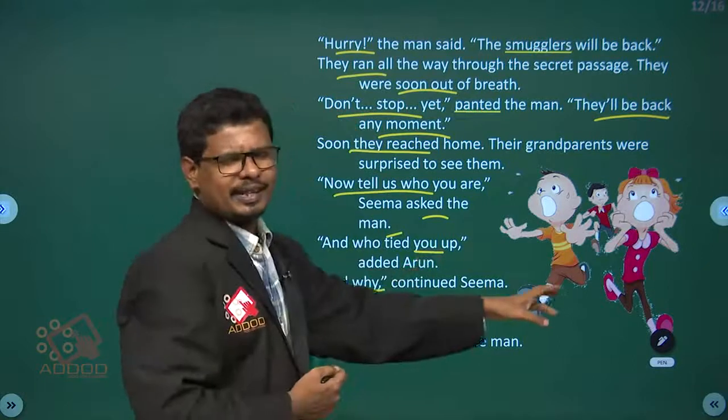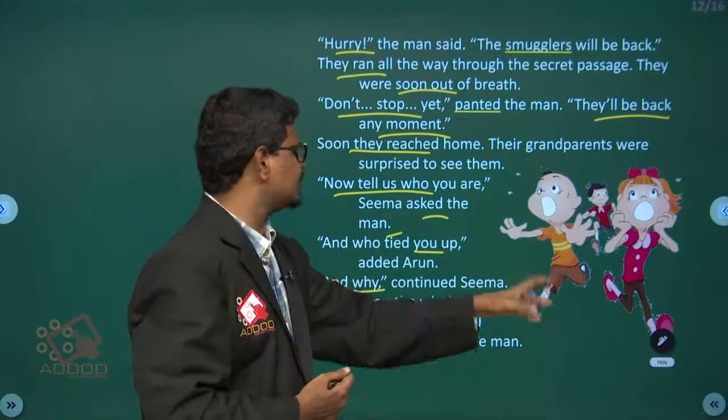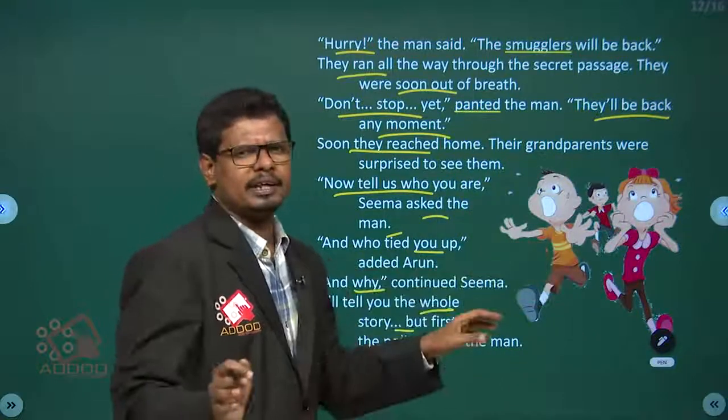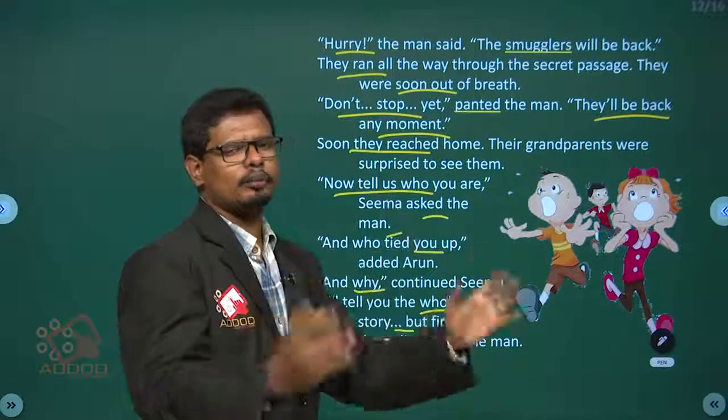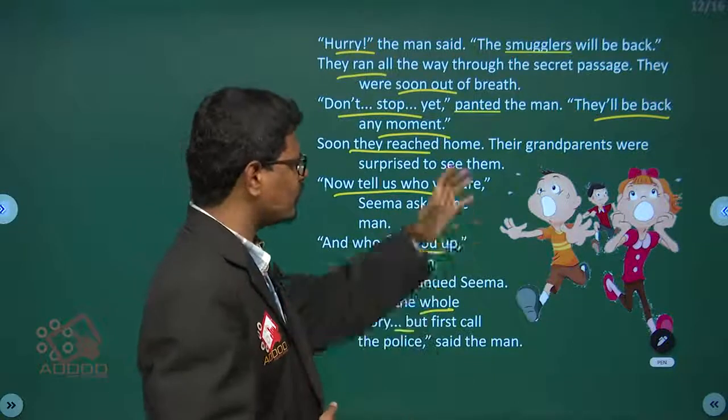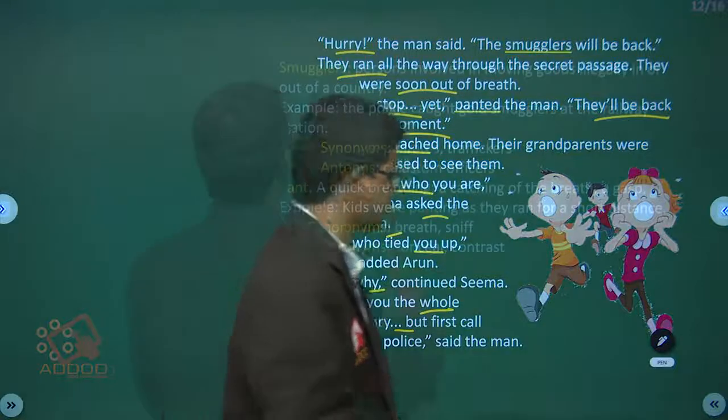Okay, so they reached the grandparents. Immediately Seema asked, who are you and who tied you up? The man said he would tell everything. So before I tell, please call the police. And in the presence of the police, I would reveal everything. That was what the man said.